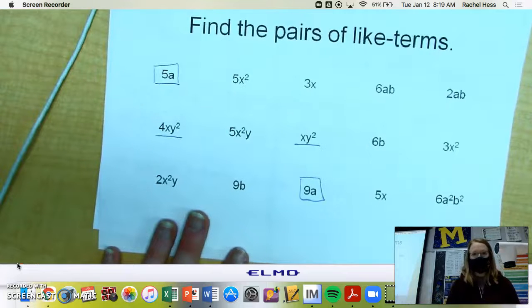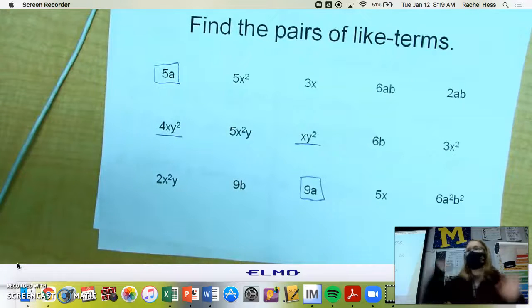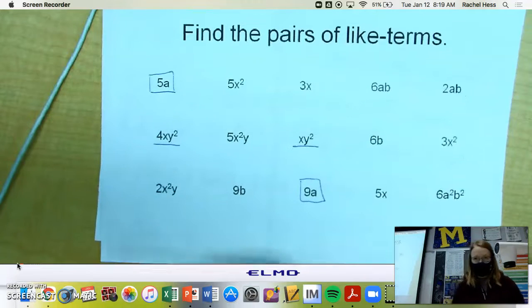Usually if it wasn't COVID, we'd play a little game and I'd have 2 people run up and slap their 2 options, but you know, COVID.